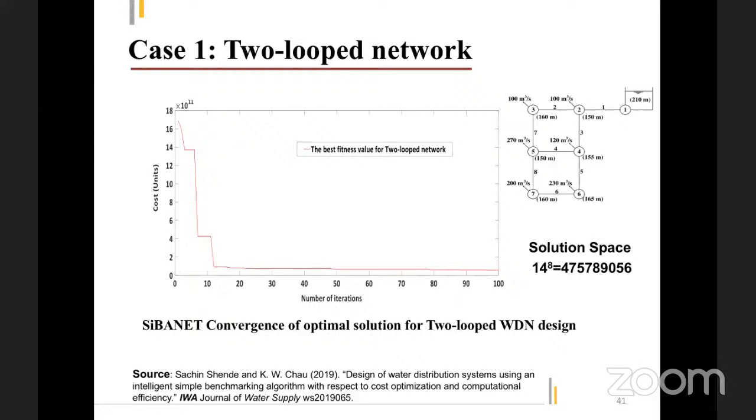The graph of convergence shows SIBANET took only 3 seconds for 100 iterations. A few trials were performed within the ecological system, which involved the initial solution, the number of niche populations, the number of individuals within each population, and maximum iterations.